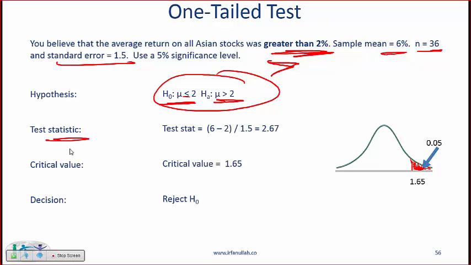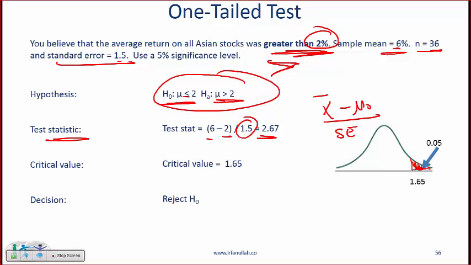How do you come up with a test stat? It is the sample mean. So again, x bar minus the hypothesized value over the standard error. X bar is 6. Hypothesized value is now 2. It's not 0. Divided by the standard error, which is given. So here you don't need to do any further calculation. So you have 2.67. Can you reject the null hypothesis?